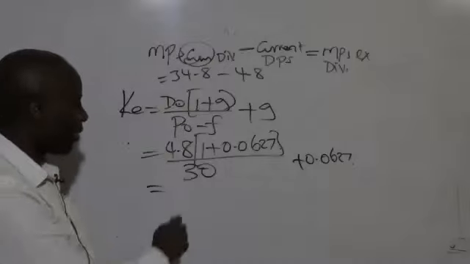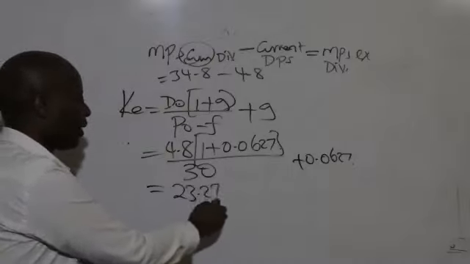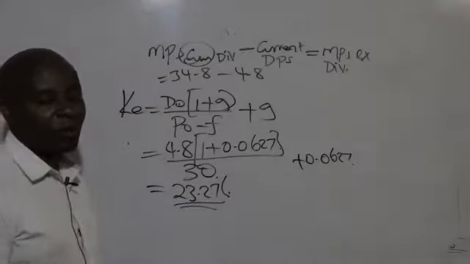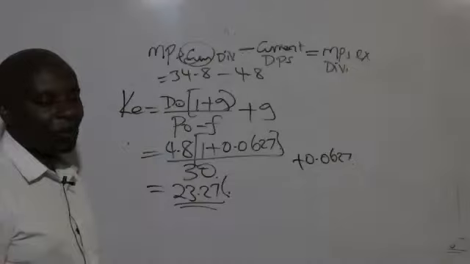32? 23.27%. That is the cost of equity. The cost of equity.